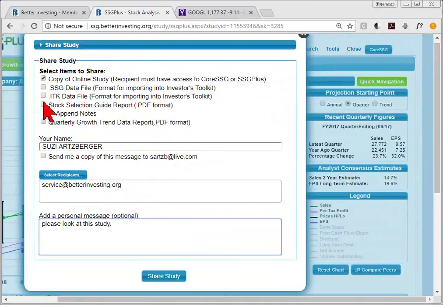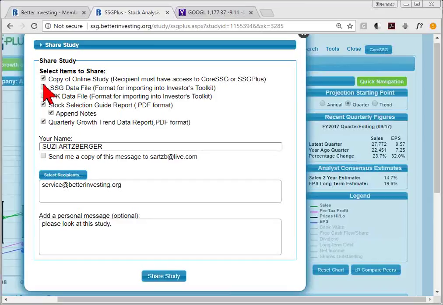If you are wanting to share with a club member just a PDF because they don't have any tool, click on PDF and a PDF will go with it. You can include the quarterly data with it as well. We'll get to notes, but if you want to append your notes to your study, you can do that. Notes will come along if you do the online study. Everything that's in yours will go to the new person as a copy.